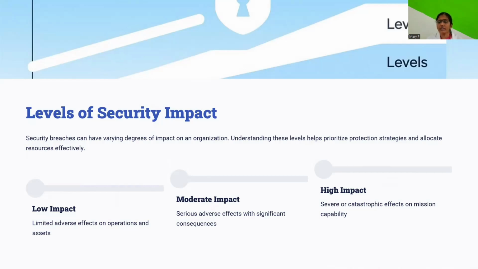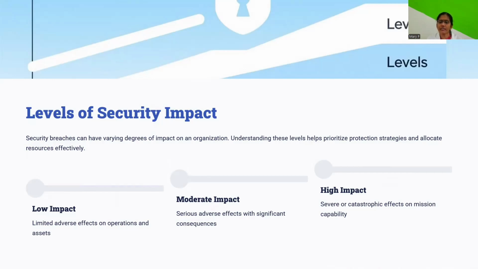That might cause a degradation in performing its primary function, but the effectiveness is just reduced. It is not entirely stopped, it just has reduced functionality. Then the result is minor damage to the assets, minor financial loss, or minor harm to individuals. So this is the low impact.